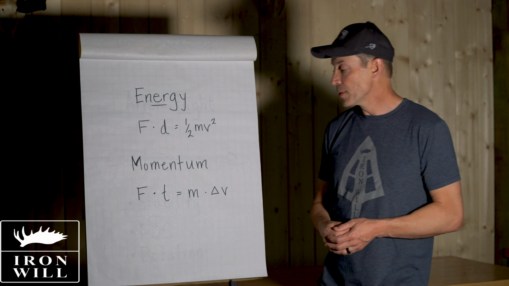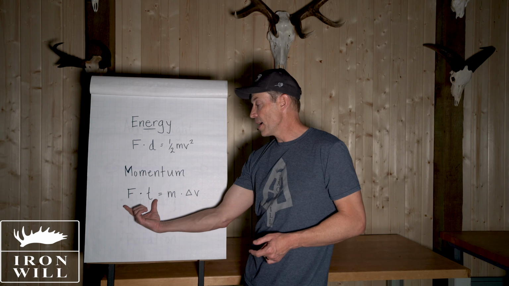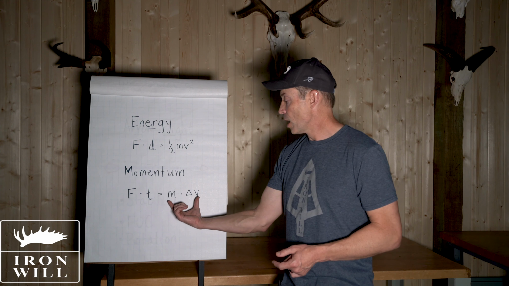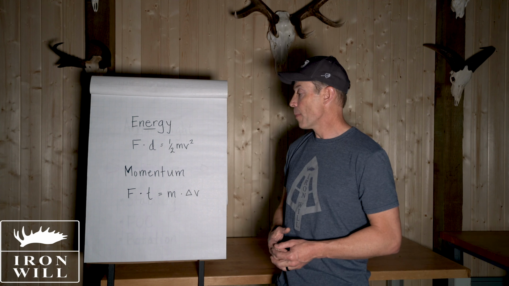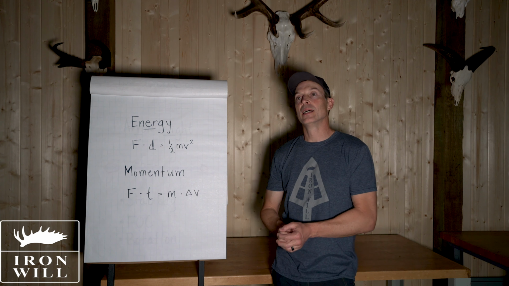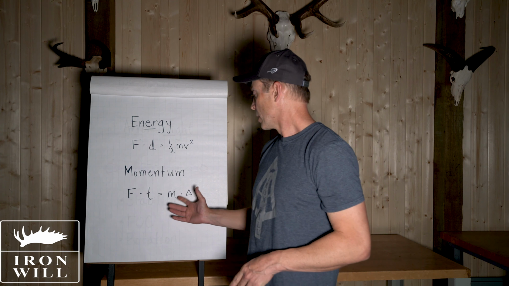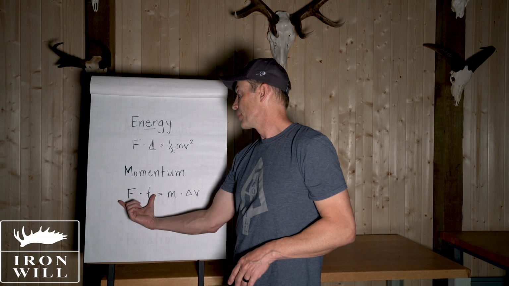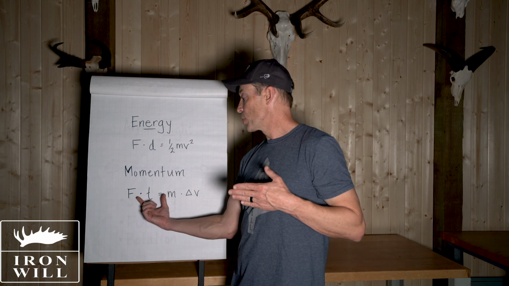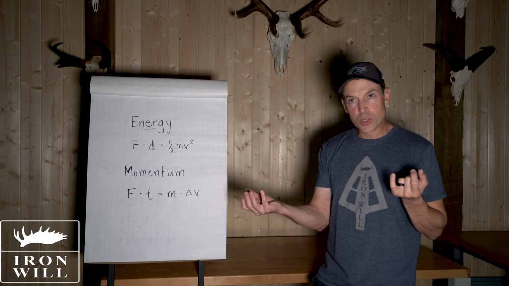As we take a look at momentum, the equation there is that force over time will be equal to mass times change in velocity, or change in momentum. And momentum is a vector quantity, meaning it's in a straight line. So the way you can optimize this is that with your bow, you want the force to be in a straight line on the arrow. So what that means is your bow is tuned.